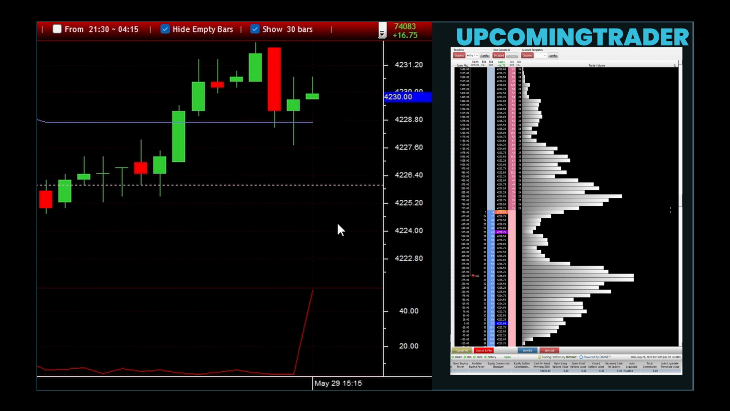Flags are short-term continuation patterns that indicate a brief pause in a strong trend before the trend continues. Flags are formed by a sharp price movement followed by a period of consolidation that slopes against the prevailing trend. They are useful in identifying opportunities to join an ongoing trend after a minor pullback.